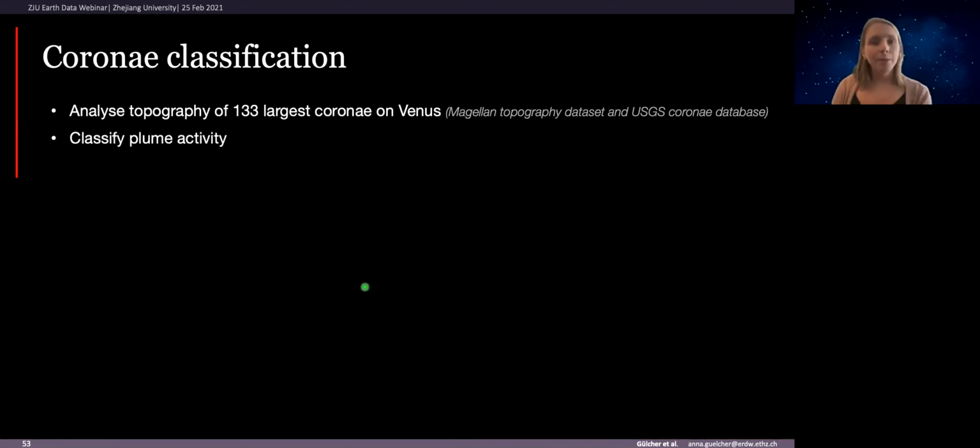And basically what we did here is we evaluated the possibility of present-day plume activity on Venus by looking at the surface topography of the 133 largest corona on the planet. So the topography data set comes from the Magellan mission from several tens of years ago. And we used the USGS Corona database to provide more information on their geometries, on their locations, and on their names. And so we classified plume activity based on our previous numerical results.